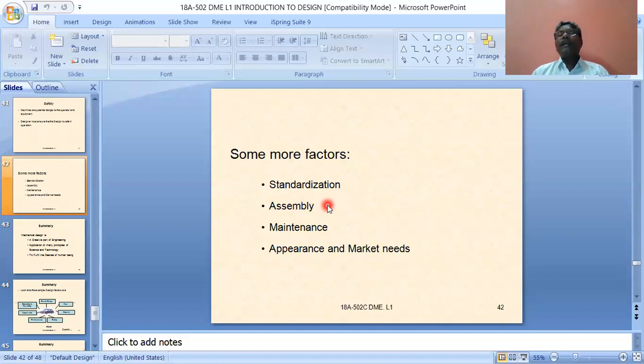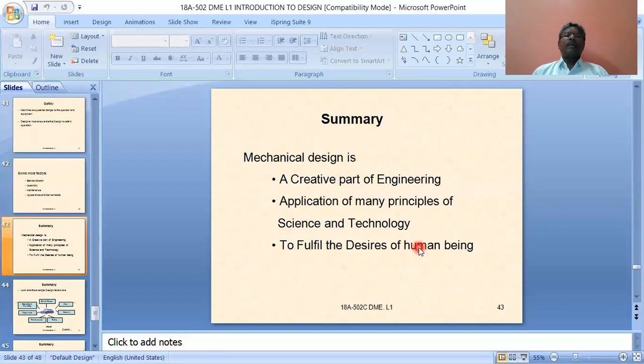Maybe some products may need assembling at one site, and some products need assembling within the shop itself. Maintenance is another factor, and appearance and market needs are also factors. Finally, in this case you can see mechanical design is the creation part of engineering, the application of many principles of science and technology to fulfill the desires of human beings.